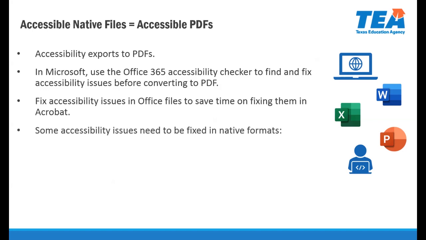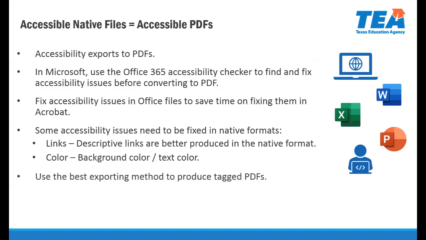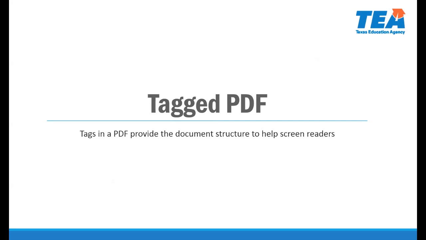Some accessibility issues need to be fixed in native files, like links to make them descriptive if needed, and adjusting color to meet accessible color standards. Use the best method to export headings, alt text, and other accessibility enhancements to produce an accessible tagged PDF. Tags provide the document structure for screen readers. A tagged PDF is usually referred to as an accessible PDF because the tags are the foundation for the PDF to become accessible.